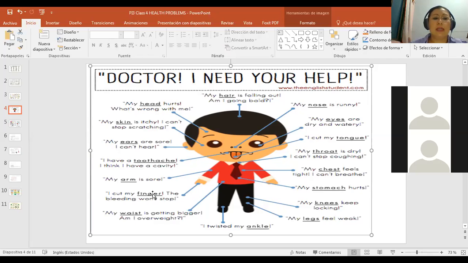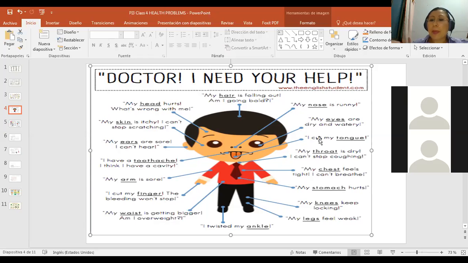I cut my finger. The bleeding won't stop. The bleeding, el sangrado, right? Viene de blood, sangre, bleeding, sangrado. My waist is getting bigger, right? I'm overweight. My nose is runny. It's like I'm trying to clean, but it continues being runny. My eyes are dry and watery. I cut my tongue. It's painful. My throat is dry. It's like, in my case, I need to take some water. I mean, drink some water in this case.